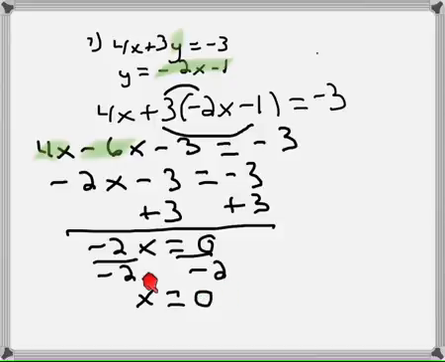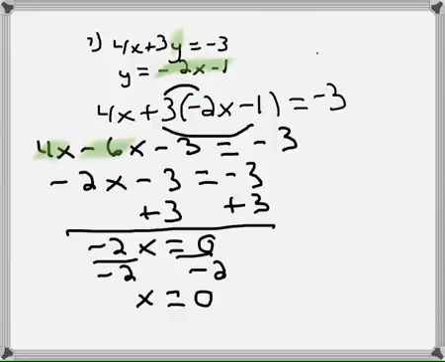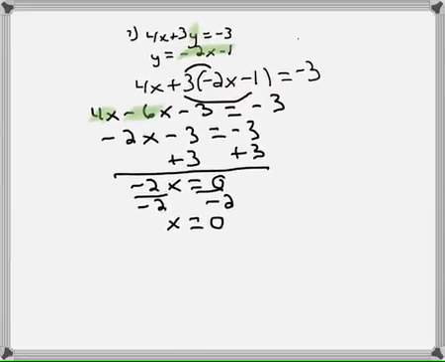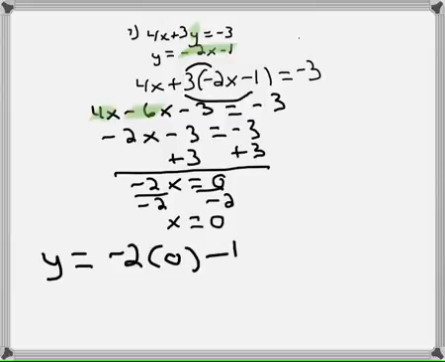How'd you do? Did you get x equals 0? Fix it if you missed it, and see if you can figure out what it was that you made a mistake on. Okay, now I'm going to solve for the y. I'm going to put this x right here back into this equation. So I'm going to write y equals negative 2 times 0 minus 1. Do it ahead of me.